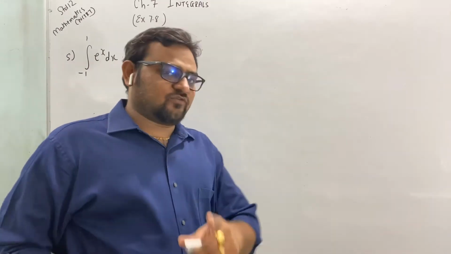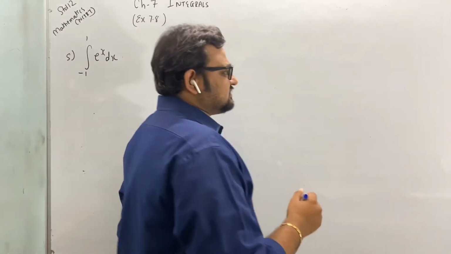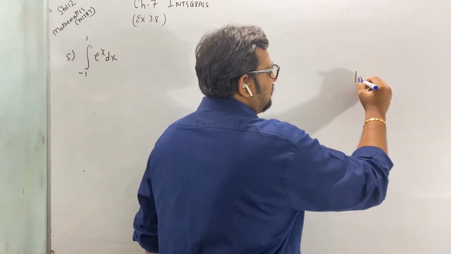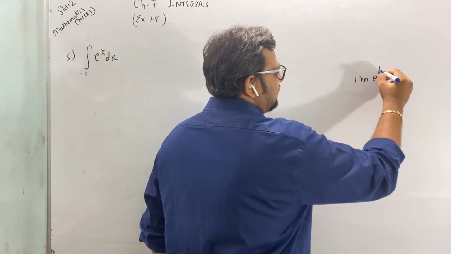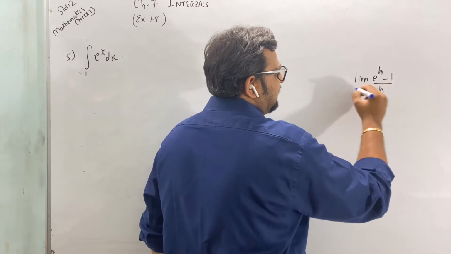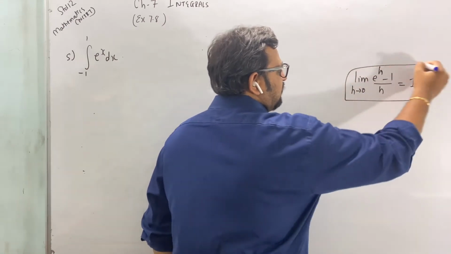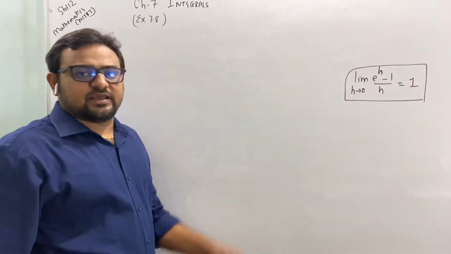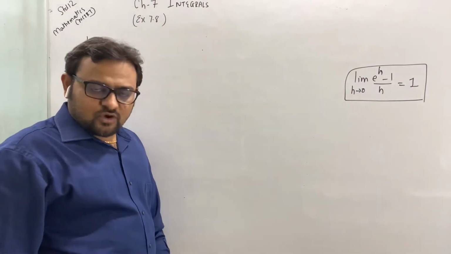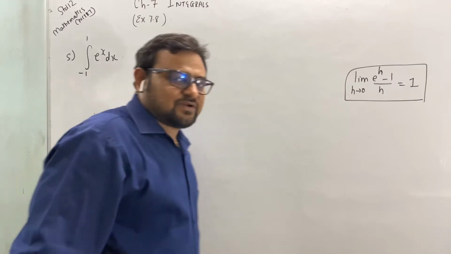Before that, one formula that I had discussed in the last video: limit of (e raised to h minus 1) upon h, where h tends to 0, is equal to 1. We will be using this formula in this sum. So now let's start with our basics.